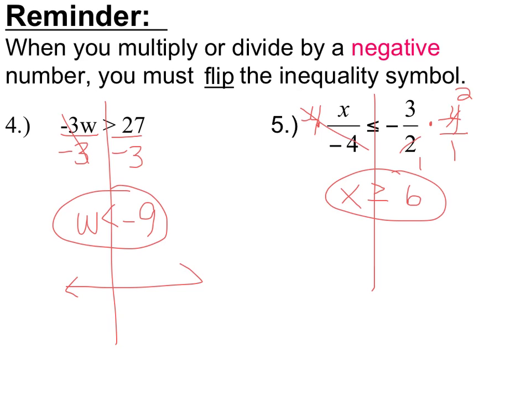The graphs of these for number 4 should be an open circle at negative 9, shaded to the left, so towards negative 10. And then number 5, you should have a closed dot this time at 6, and we're anything greater than 6, so we're going to shade to the right towards 7.